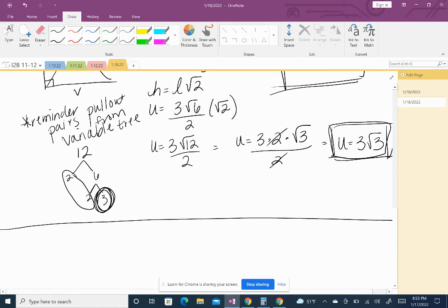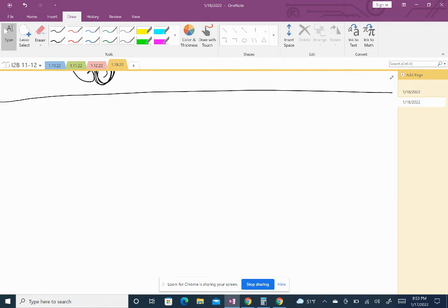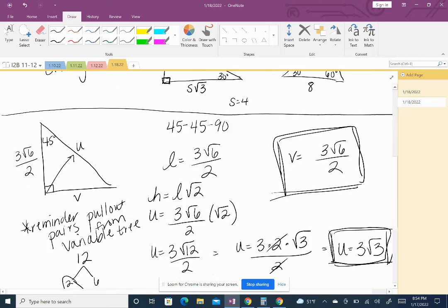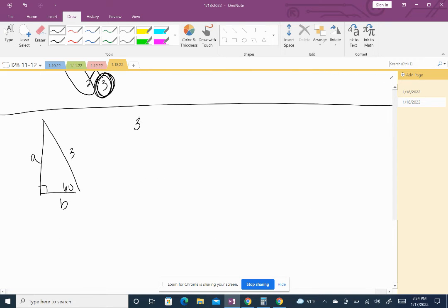Okay, let's see. Okay, so let's say we have this next problem. A, B. So let's say we have, this is going to be our 60. And then this is our 3. Okay, so we know that this is our hypotenuse, right? So the hypotenuse was 2s. So 3 is equal to 2s. So this is all for s.